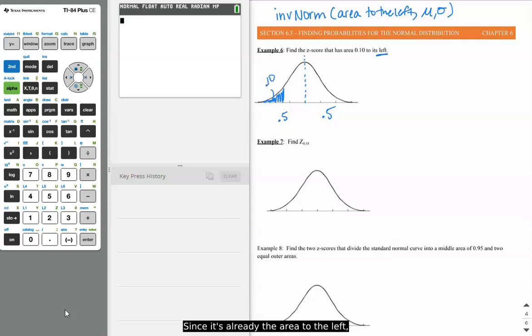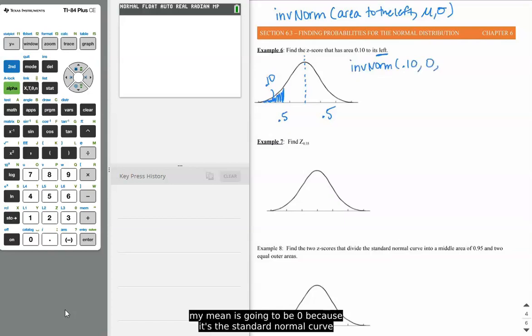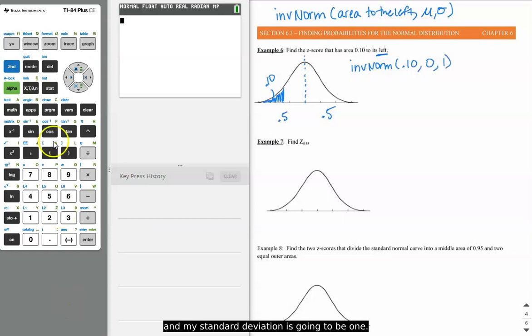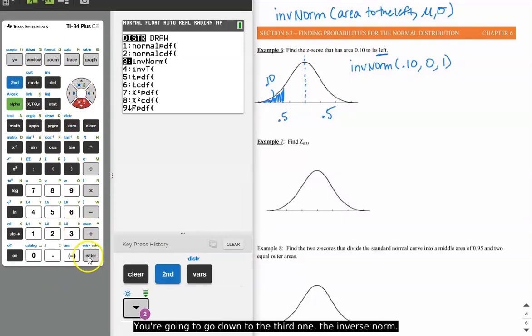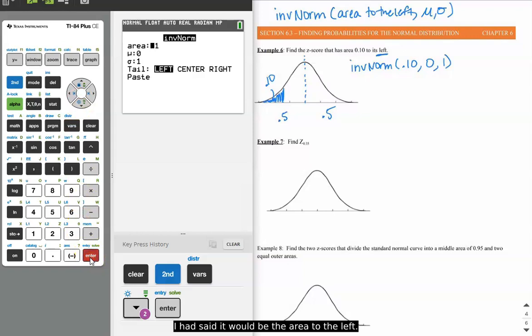Now, since it's already the area to the left, we don't really need to change it to the area to the left. So inverse norm, 0.10. My mean is going to be 0 because it's the standard normal curve, and my standard deviation is going to be 1. You're going to hit second vars. You're going to go down to the third one, the inverse norm. And I had said, right, it would be the area to the left.